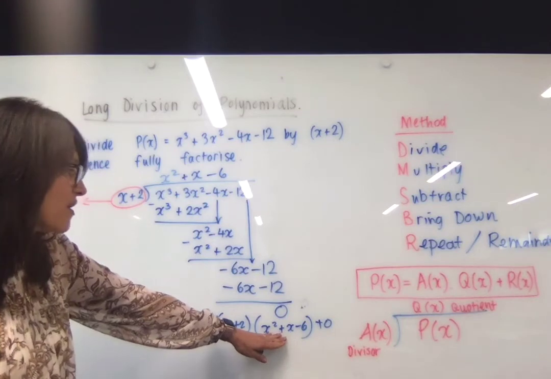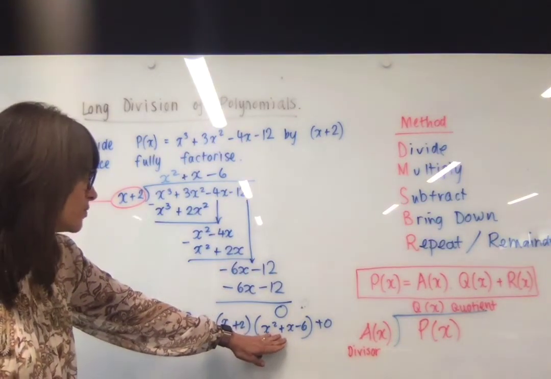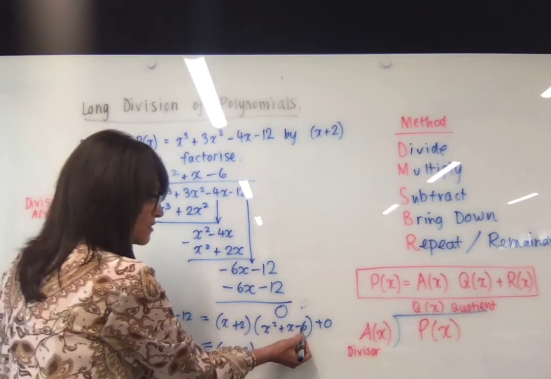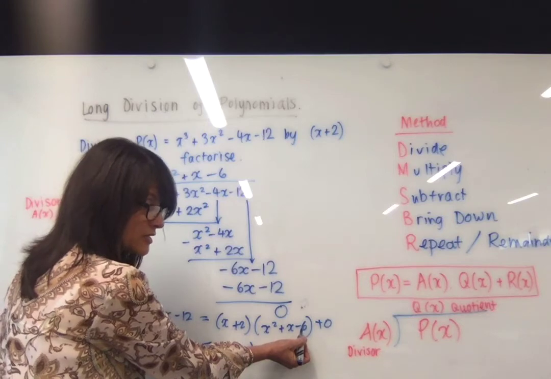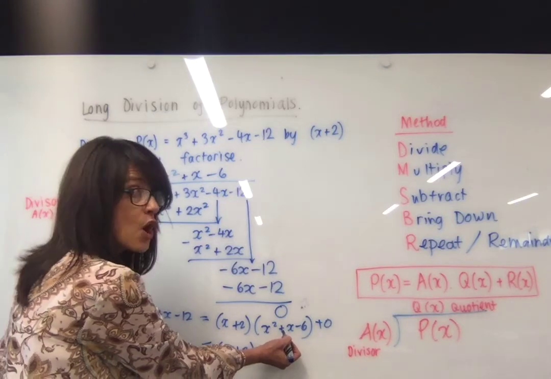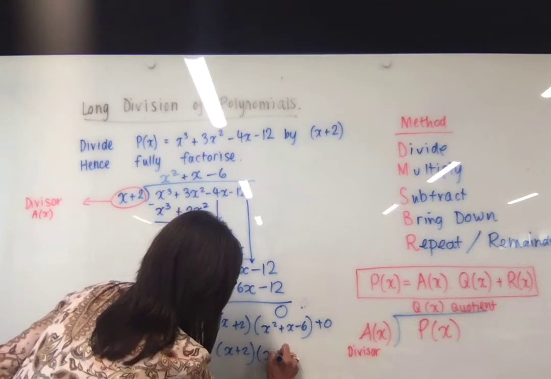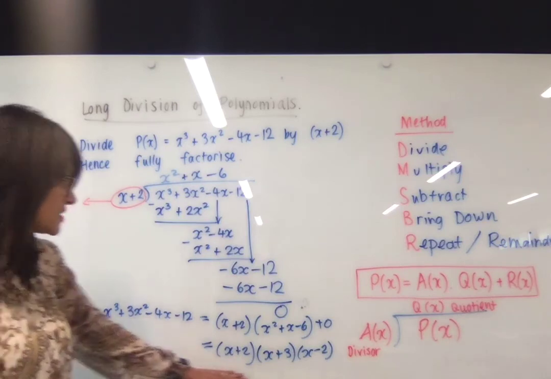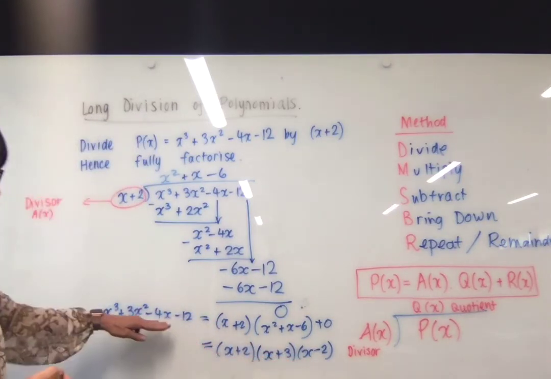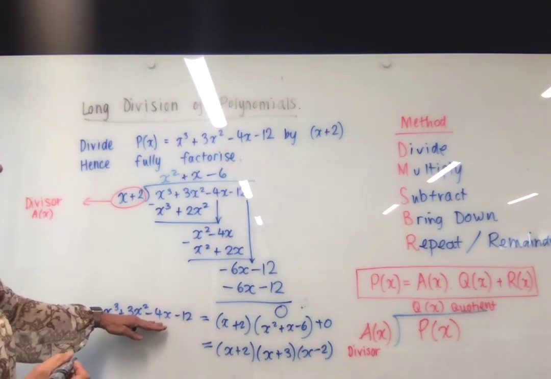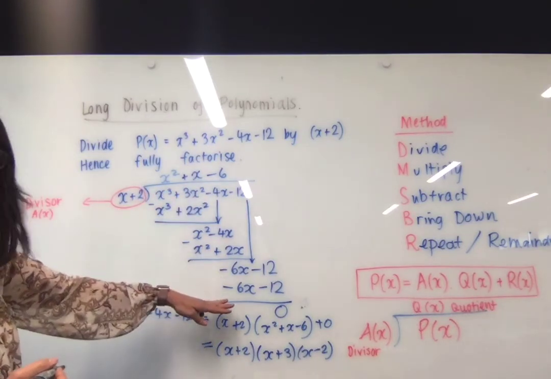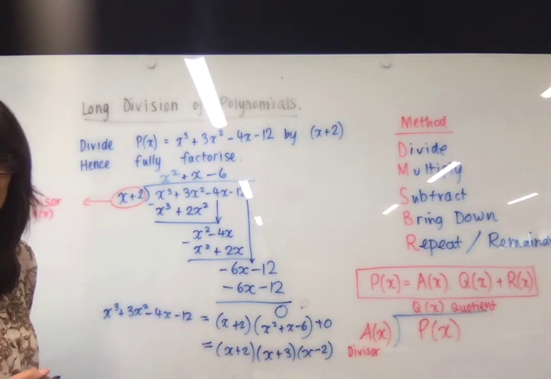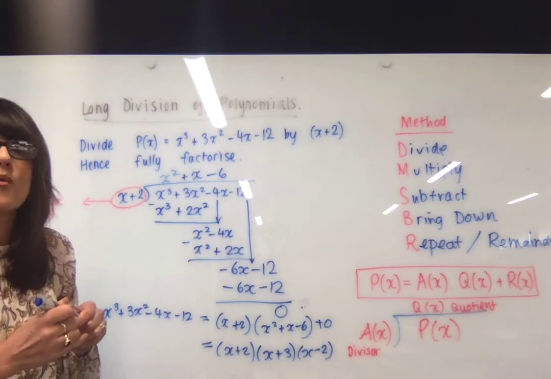Now, hopefully you can identify that this is a quadratic trinomial that can be further factorized. So now we've got x plus 2 times, let's think of two terms that multiply together to give us negative 6 and add together to give us positive 1. And they would be x plus 3 and x minus 2. Now can you see that we have fully factorized this polynomial using the process of long division? Now it's very easy to identify what the roots of this polynomial are. So that would help us down the track with our graphing.